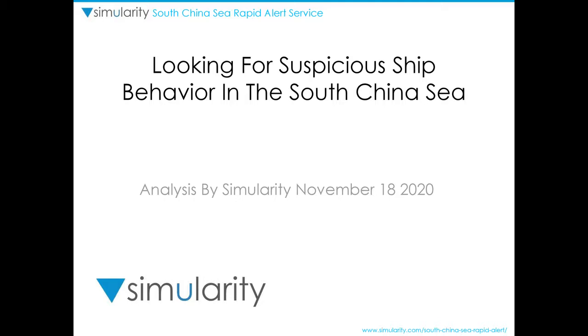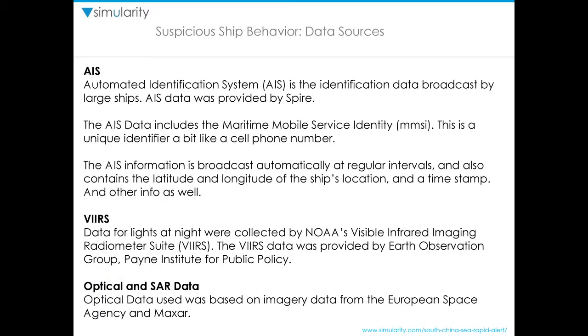So what I'm going to show here is looking for suspicious ship behavior in the South China Sea. We've shown you two examples of finding anomalies on land, and a lot of the action that happens in the South China Sea is also on the sea. So the data sources that I used in this, one is AIS.